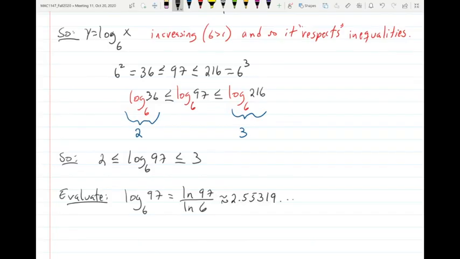But at least, just by looking at it and doing that small analysis, we knew that it was between 2 and 3. It was 2 point something. It turns out that it's 2.5, etc. Okay. All right. Questions on estimating logarithms this way?